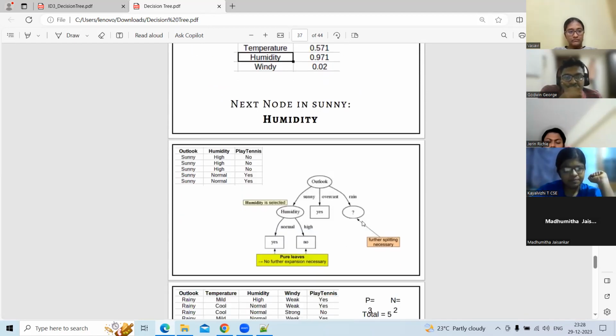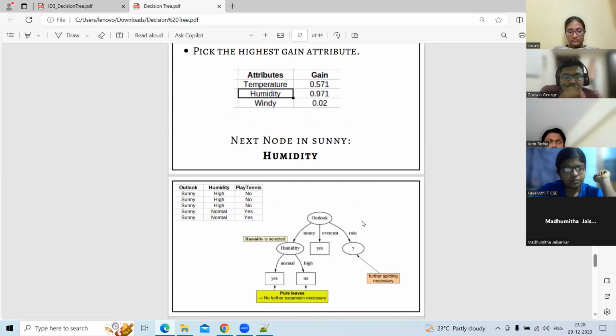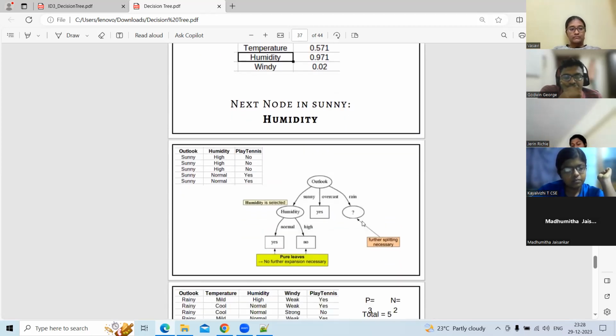Does that split the data into pure classes? When you go down humidity normal and humidity high, that has split into pure classes, which means there's no mix anymore. Am I right? Yes. See, the high is sunny, no. High is no and normal is yes. So which means the algorithm stops there. Correct.